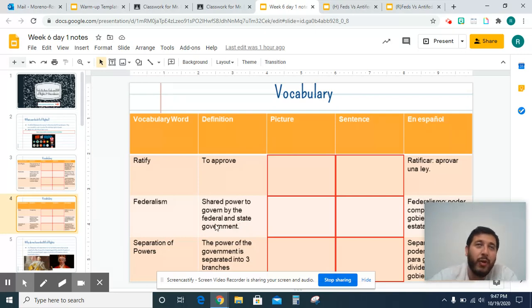One of the examples I can give you about the state governments is schools. The national government doesn't have authority over the education of students. That relies on the states. Each state decides their curriculum. And then we have separation of powers.